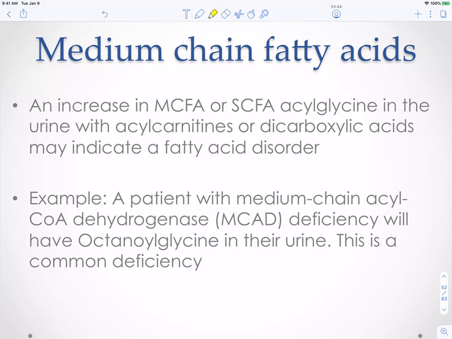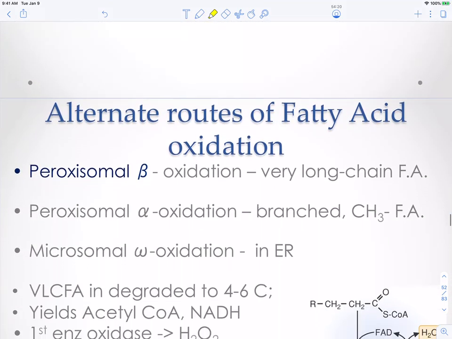Now, if you do see an increase of medium chain fatty acids or short chain fatty acids that are glycinated, that have the acylglycine in the urine, in addition with acylcarnitines or dicarboxylic acids, this could indicate fatty acid oxidation disorders. A common deficiency is medium chain acyl-CoA dehydrogenase deficiency, and this will lead to octanoylglycine in the urine, which is, again, a common deficiency, and this octanoylglycine is going to be measurable.